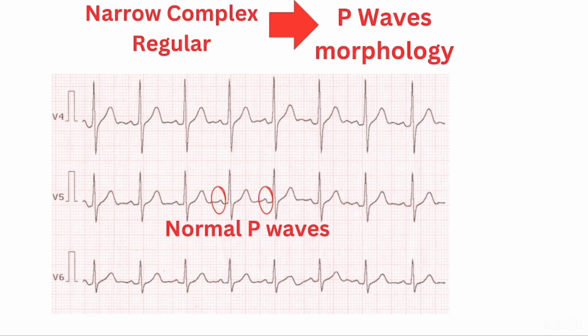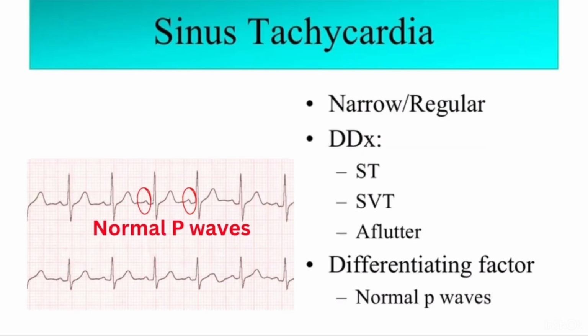The 3 differentials are 1. Sinus tachycardia. 2. Supraventricular tachycardia. 3. Atrial flutter. Final diagnosis. It's sinus tachycardia, confirmed by the presence of normal P waves. This is the heart's way of saying, I'm just stressed out, okay?